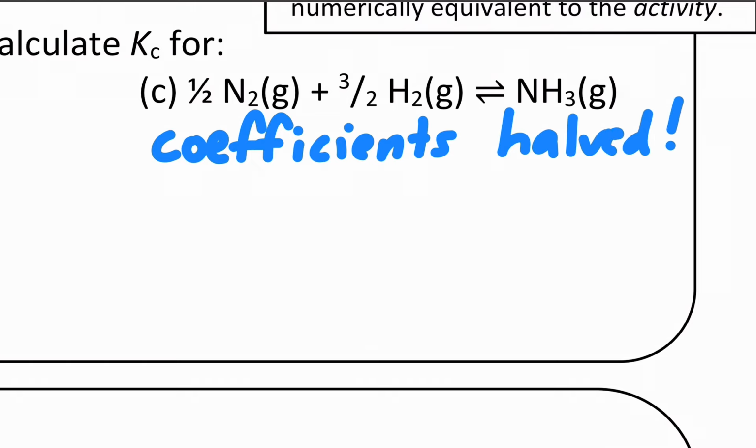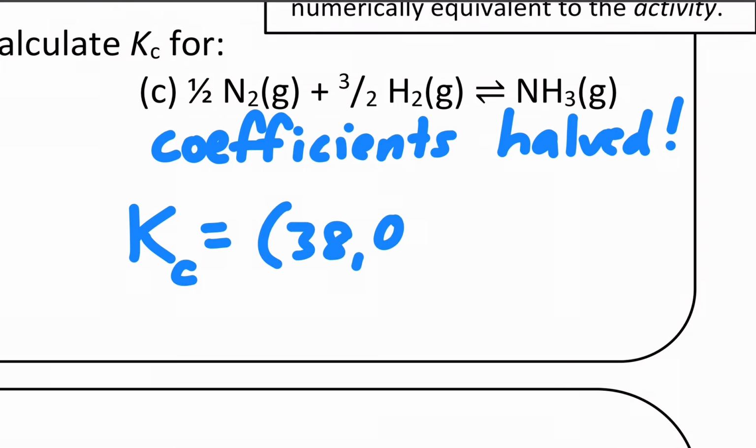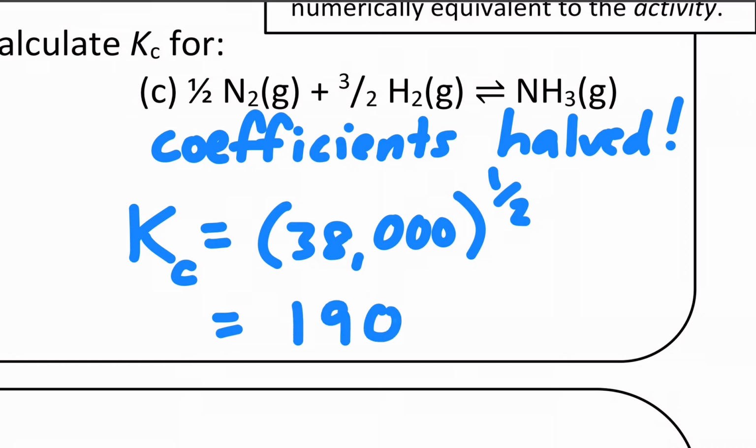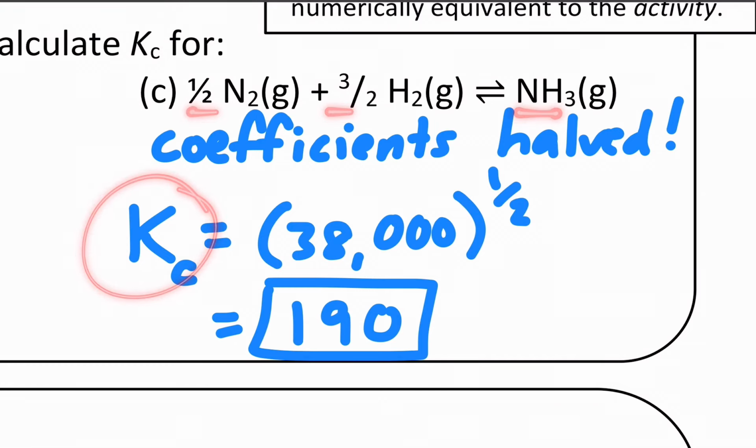And when you change the coefficient for a K value, that changes the numerical value by changing the exponents. So here, Kc is going to be our original value, 38,000, but every single coefficient has been halved, which means every exponent is halved, which means this goes to the 1/2 power. So I take the square root of the K value, and I get 190. It seems a little bizarre because we just changed the coefficient ratio, but again, K is based on a property.